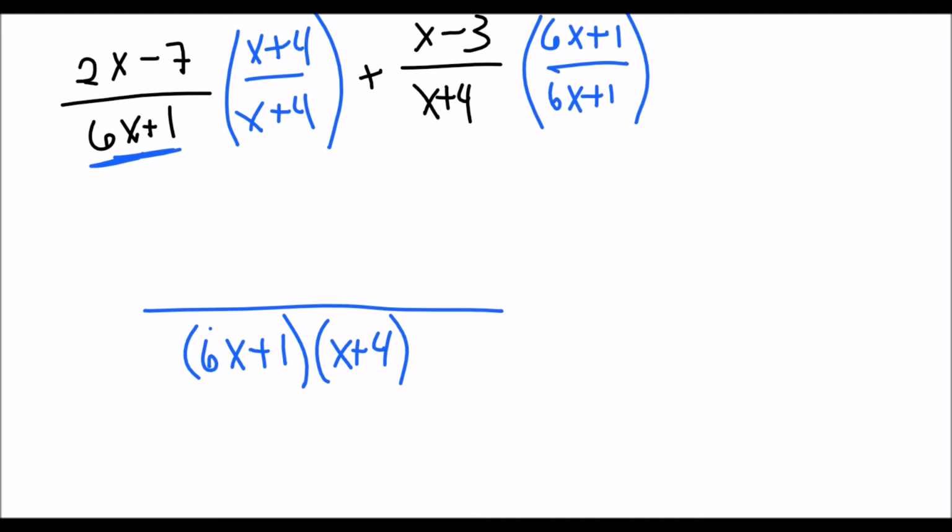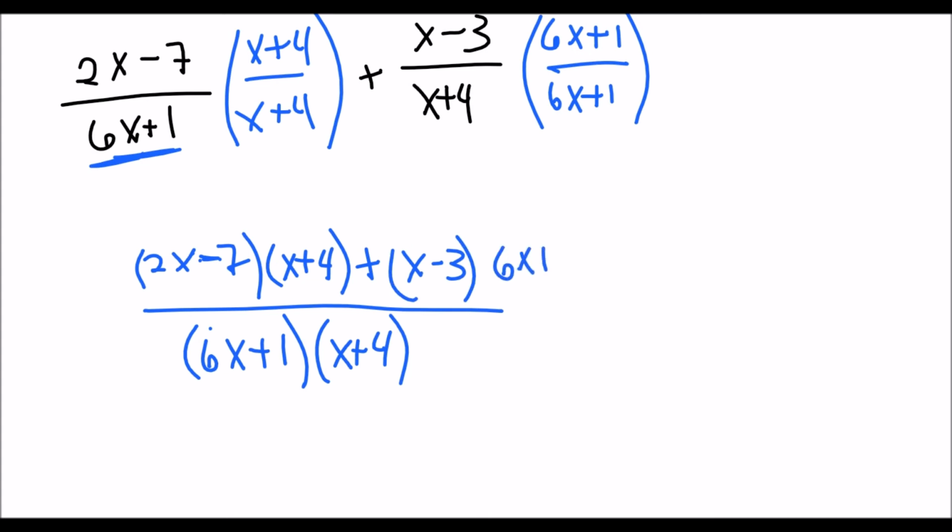And so then what we can do is we can just write all the terms out. So we have 2x minus 7 times x plus 4. And then we're adding to it x minus 3 times 6x plus 1.